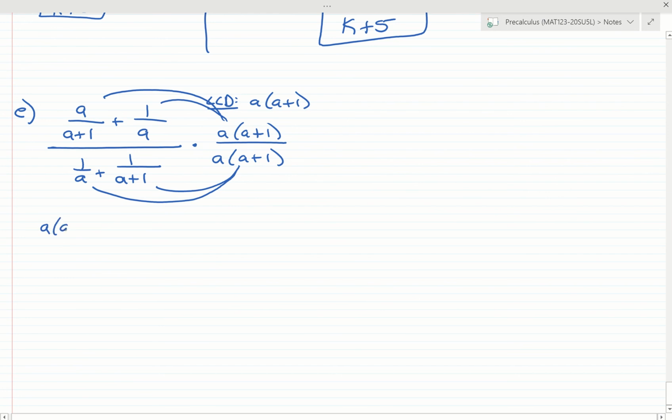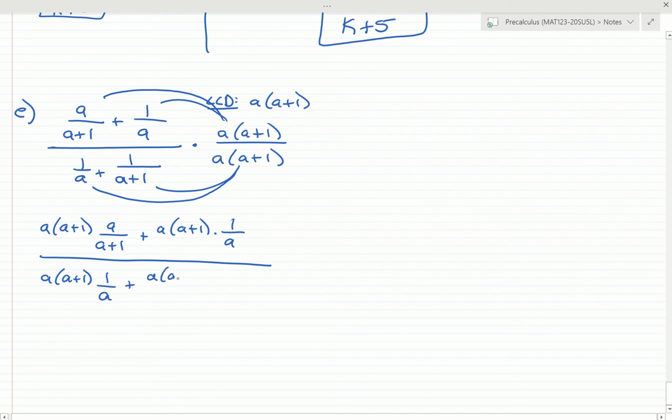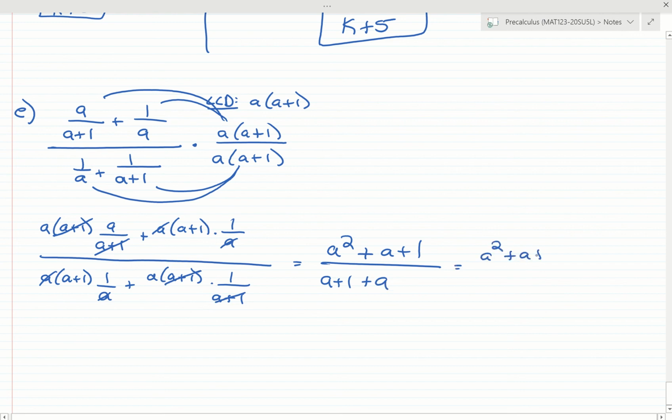I'm going to multiply a times a plus 1 times a over a plus 1 plus a times a plus 1 times 1 over a. Denominator, I'm going to multiply a times a plus 1 times 1 over a plus a times a plus 1 times 1 over a plus 1. When you multiply and divide by the same thing, they cancel. So we just get a times a plus a plus 1. And in the denominator, these cancel, giving us just a plus 1, and these cancel, giving us just a. So we wind up getting a squared plus a plus 1 over 2a plus 1. That would be the answer. Okay, that's if we multiply top and bottom by the LCD.